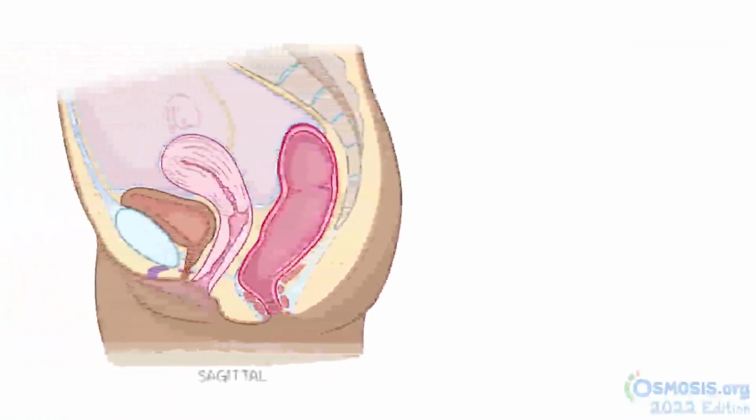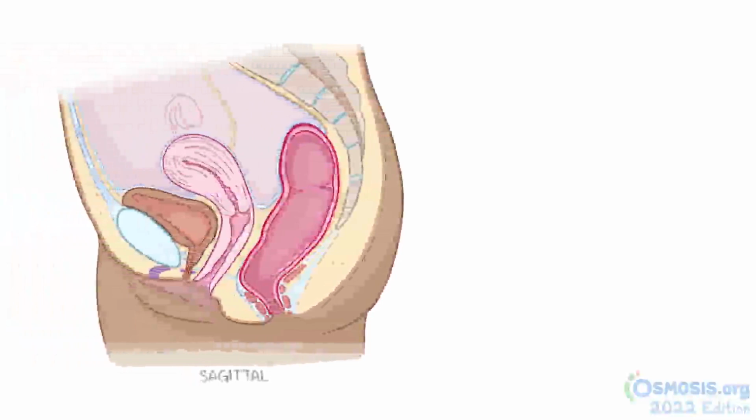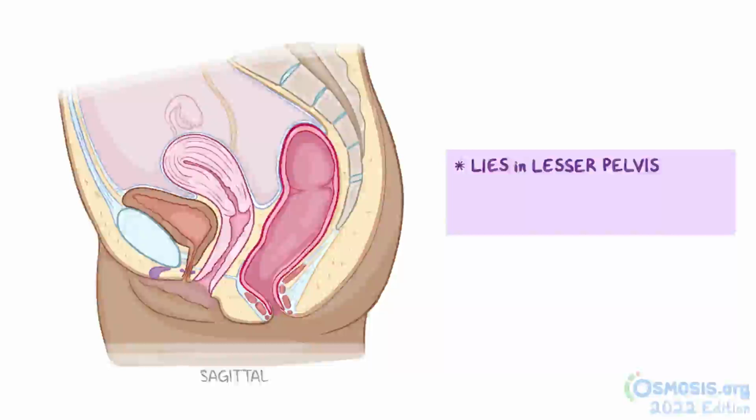Alright, now that we know about the external and internal features of the uterus, let's talk about its location and orientation in the pelvis. The uterus lies in the lesser pelvis, with the body resting on the upper surface of the urinary bladder and the cervix lying between the bladder and the rectum.